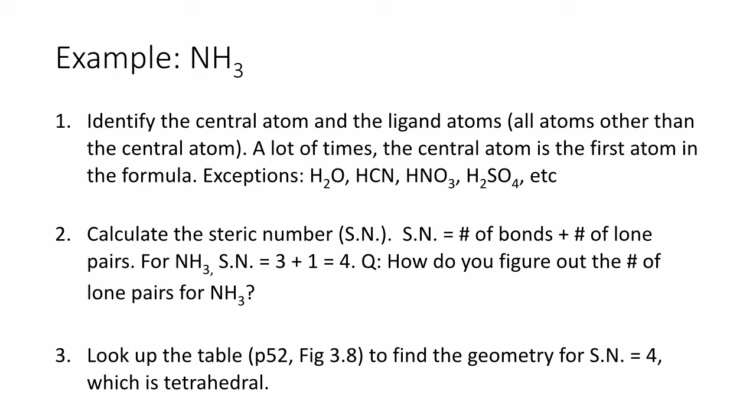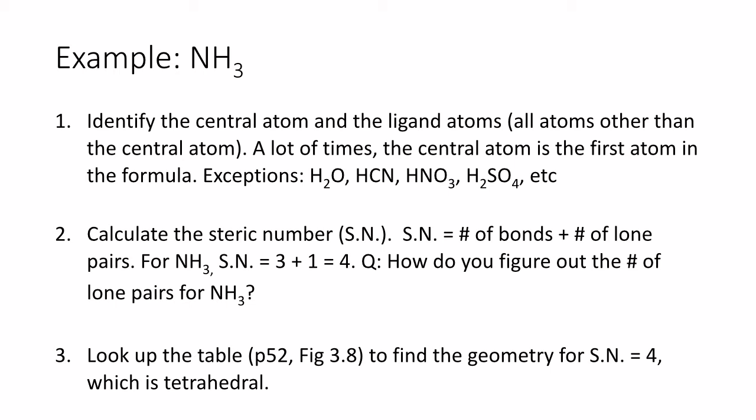Okay. And the next step is to calculate steric number. There are 2 things we have to do. One is to figure out how many bonds are there, and basically in this case is the number of ligand atoms in the molecule. So that would be 3 because we have 3 hydrogen atoms.